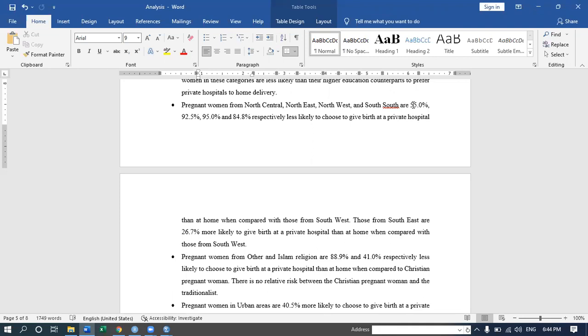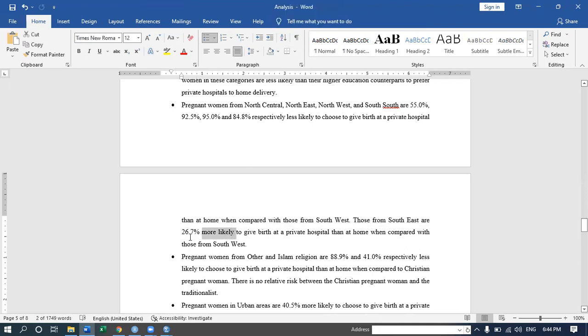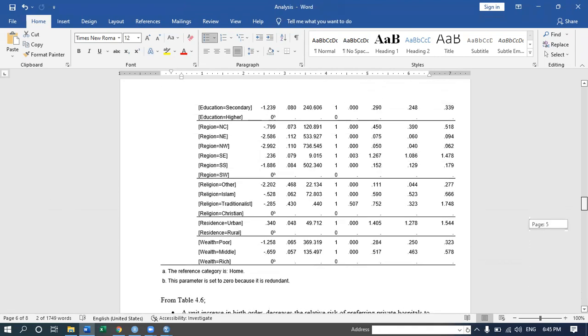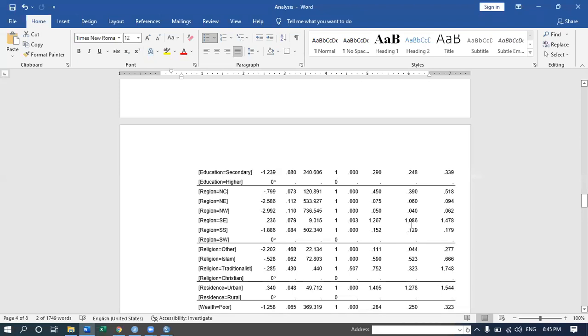Then I remember I told you I separated it. Then I talked about the southeast. Those from southeast are 26.7. Look at this now, more likely. Why is it more likely? Because it's positive and it's greater than 1. So now how did I get this 26.7? When it is more likely, how do you get it? You subtract 1 from it.